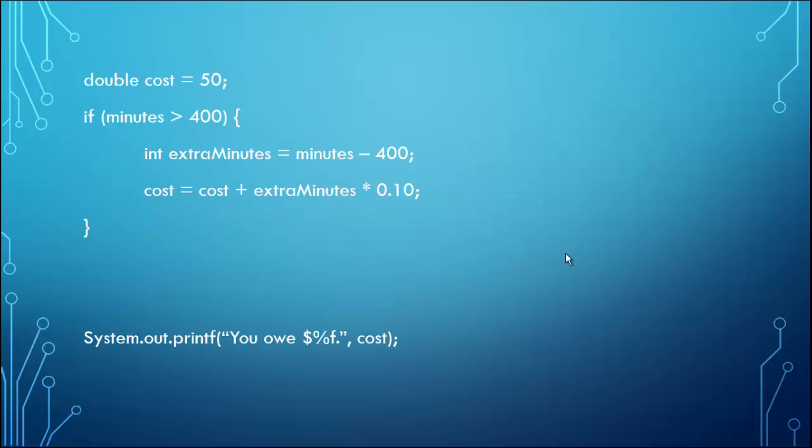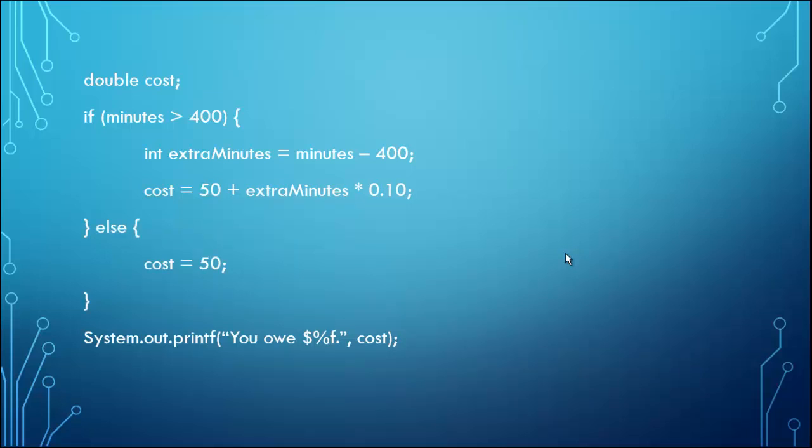Here's our code from last week. Let's use an else statement to rewrite it, and I think it'll make it a little easier to read and understand. So last week we said the cost is $50 for our cell phone plan. But if you go more than 400 minutes, then there's this extra cost. We figure out how many minutes you go over, and it's 10 cents per minute in addition to the original cost. Let's switch this to an else statement.